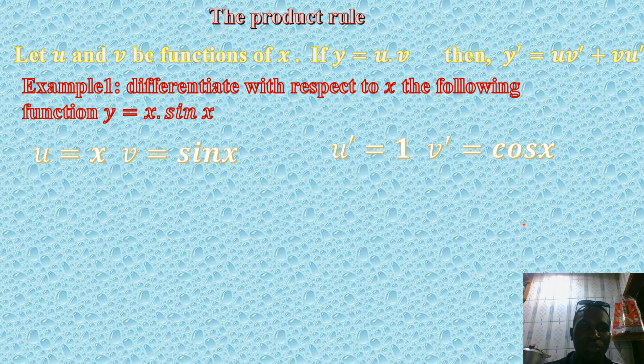Finally, we just have to recall the formula. y prime is equal to what? Keep the first function unchanged, differentiate the second, plus keep the second function unchanged, differentiate the first. Okay, so you now have to just substitute in the formula. u is what? x, and v prime is cos x. Then now my v is sine x, the u prime is 1, so 1 times sine x is just sine x. So this is the final answer.